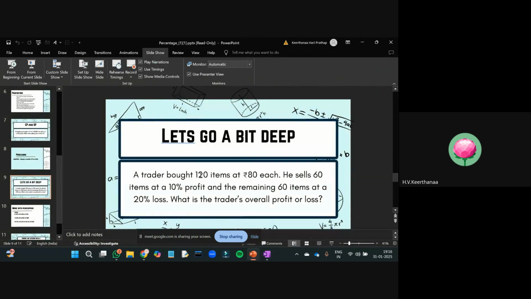A trader bought 120 items at rupees 80 each. He sells 60 items at a 10% profit and the remaining 60 at 20% loss. What is the trader's overall profit or loss? These kinds of questions are very common. They give these questions just to confuse you, because there are a lot of numbers and a lot of profit and loss involved. It might confuse you, but actually it's a very simple question.